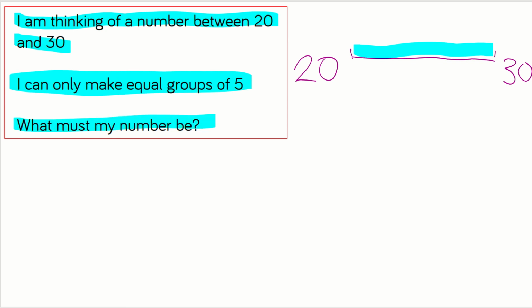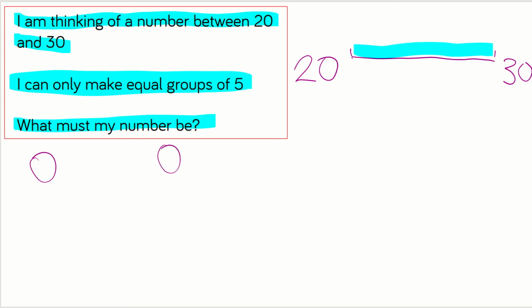So this is where I've talked about linking this to our times tables and to counting up in whatever number you are given. So I can only make equal groups of 5. So a number that I would count up in 5s, when I count up in 5s, I would say it, that's in between 20 and 30. Now you might be thinking, oh, I don't know, 23 perhaps. In which case, we could try it.